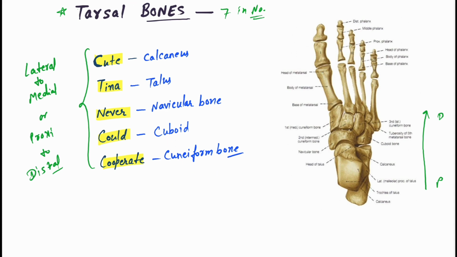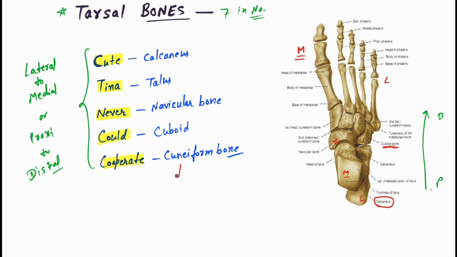Okay, let's check the diagram here. The calcaneus is on the lateral side, and this is our medial side. So let's go from lateral to medial: the calcaneus on the lateral side, then on the medial side, which one? Talus bone. So this is the proximal part, and this is the distal part. And in the distal part, which bone is this? We have the navicular bone here, along the proximal part. Then if you talk about the distal side, we have the cuboid bone, and then we have the cuneiform bones.